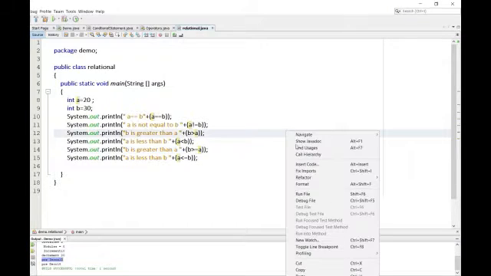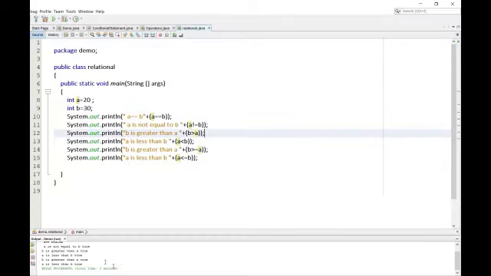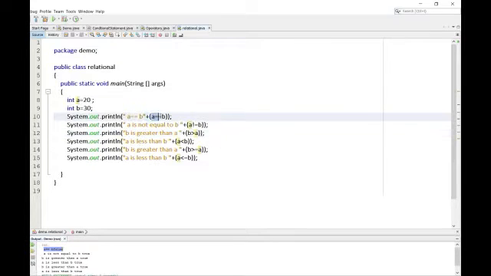So let us run this file and see what will be the output. We have seen that here A equivalent to B is false because we have taken A equivalent to 20 and B equivalent to 30. A is not equivalent to B, obviously, so not equivalent is true. B is greater than A, and it is true. A is less than B, it is again true. B is greater than or equivalent to A, true, and A is less than or equivalent to B, true.